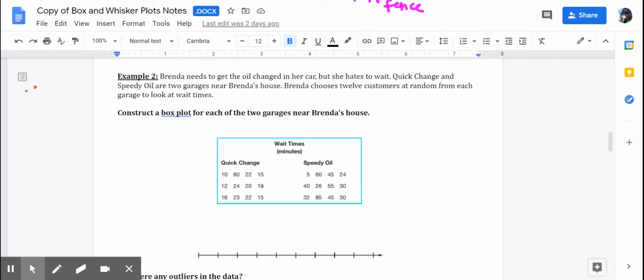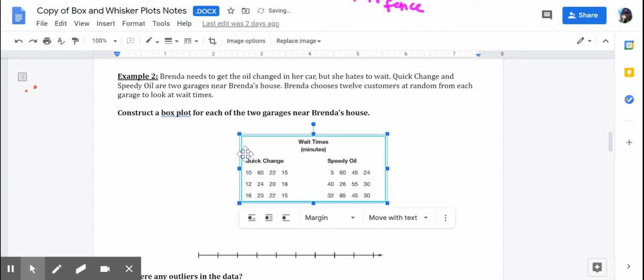Brenda needs to get her oil changed in her car, but she really hates to wait. So Quick Change and Speedy Oil are two garages near Brenda's house. Brenda chooses 12 customers from each garage to look at their wait times. So they want us to construct a box plot for each of the two garages near Brenda's house.